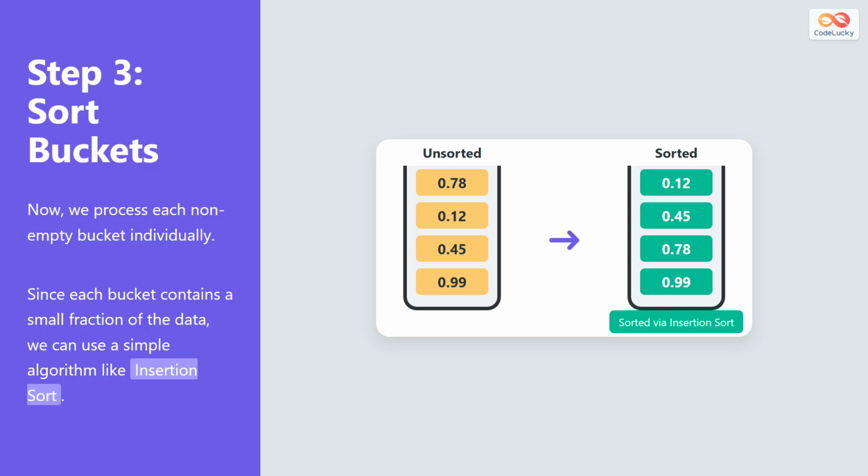Once all elements are distributed, we move to step 3, sorting the individual buckets. Since each bucket likely contains only a few elements, we can use a simple algorithm like insertion sort to order them. This is very efficient because sorting small lists is extremely fast.